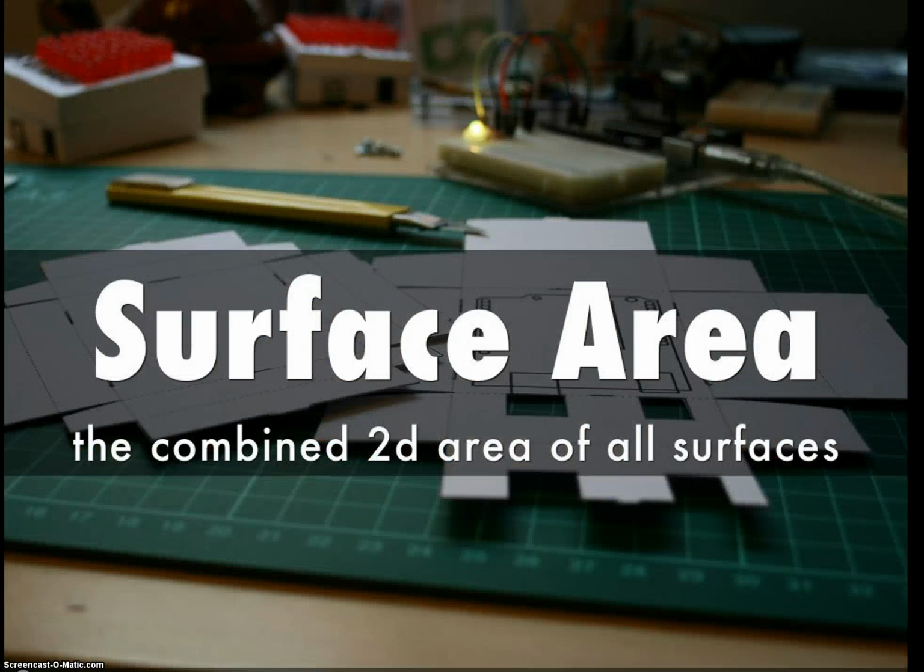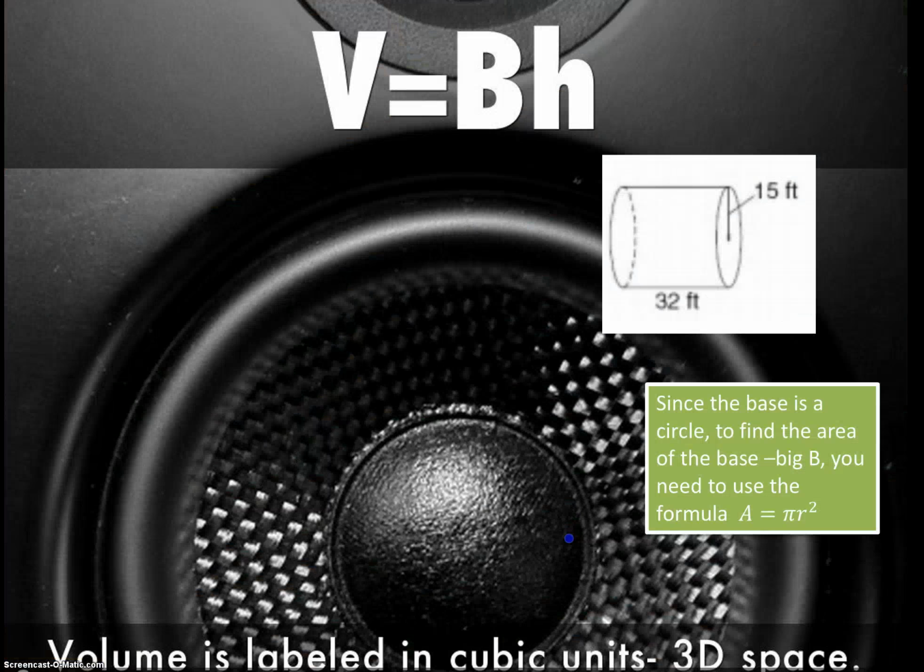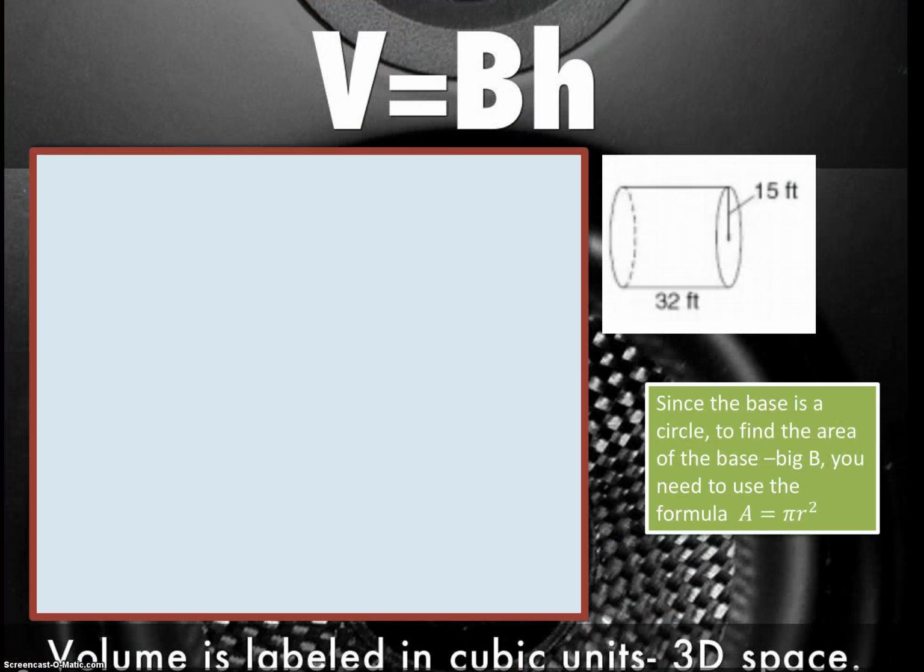You may call them nets. It's the area of all the surfaces combined. So you could technically find the area of each surface and add them all together, or you could use the surface area formula. And this is going to be the volume.